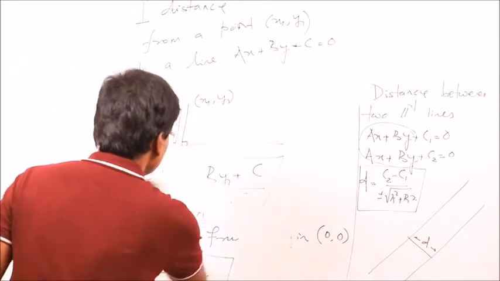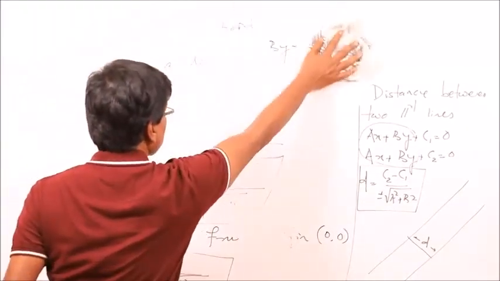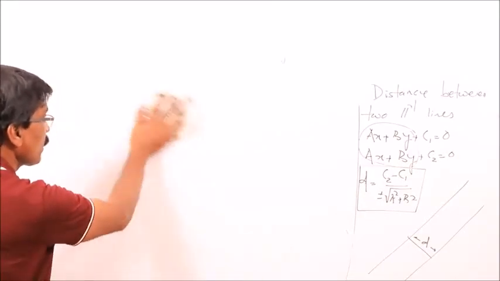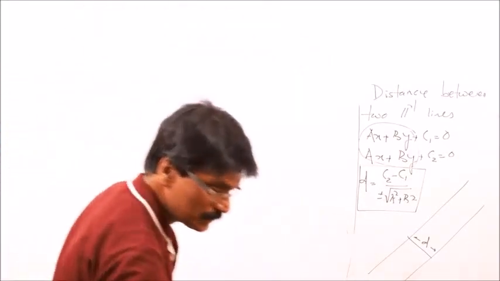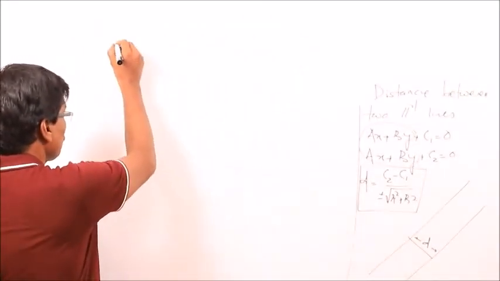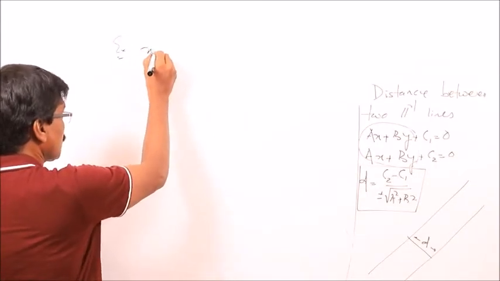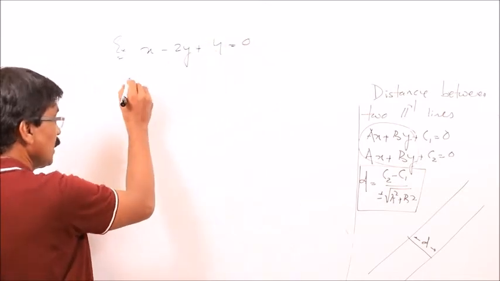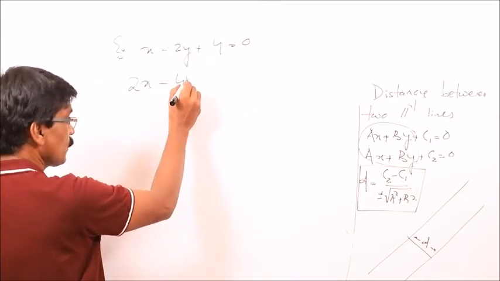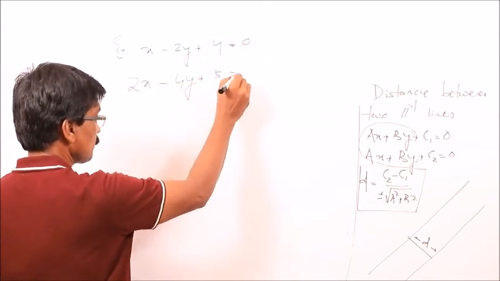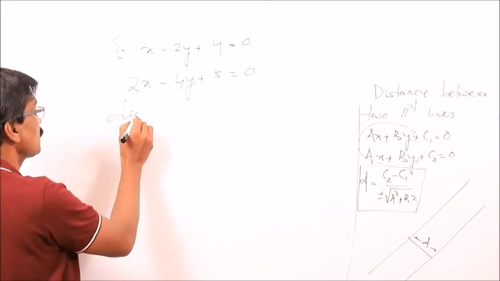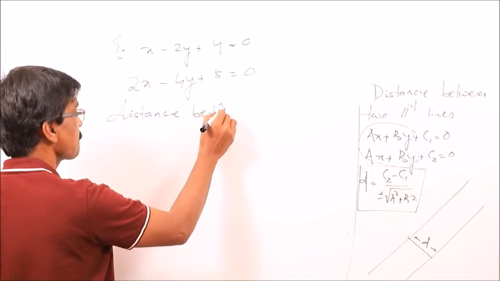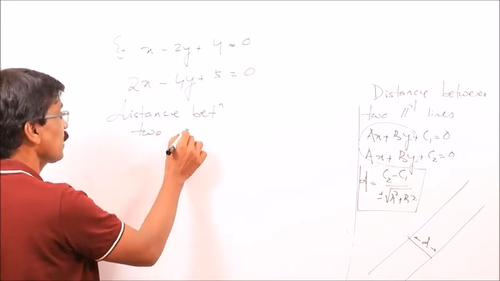Suppose we have two parallel lines, that is x minus 2y plus 4 is equal to 0 and 2x minus 4y plus 5 is equal to 0. So, what is the distance between the two parallel lines?